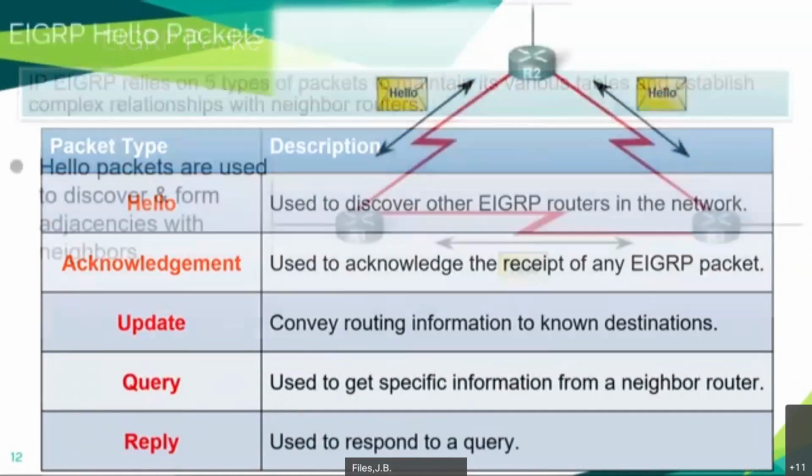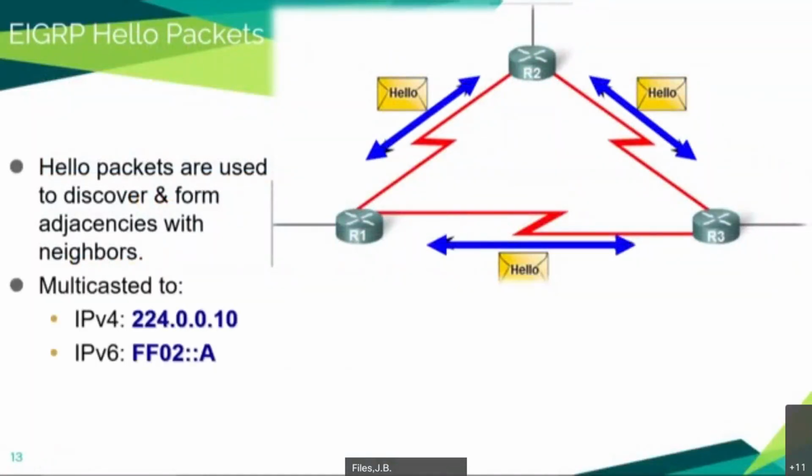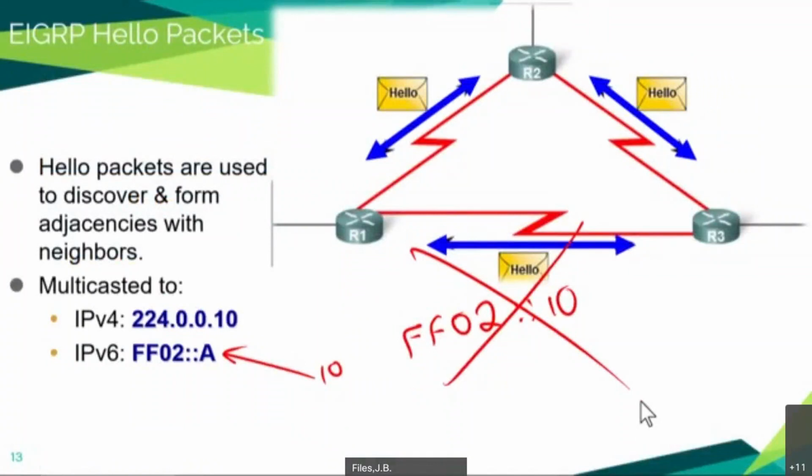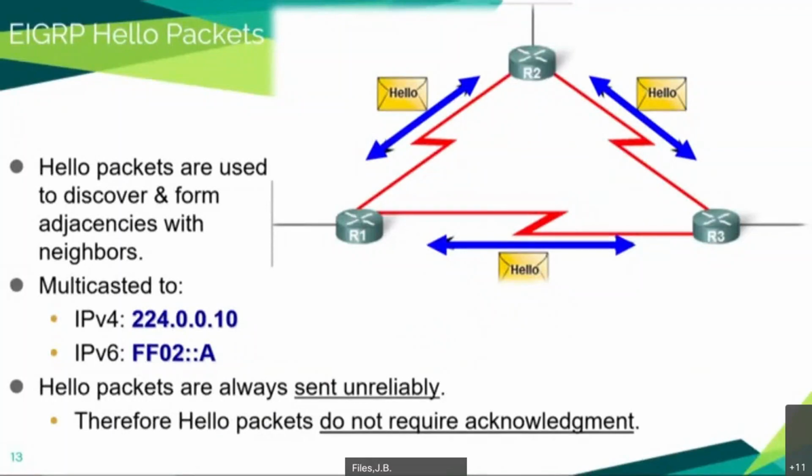All right. So obviously, hellos are going to be sent back and forth to discover and form adjacencies with neighbors. They're usually multicasted to 224.0.0.10 or FF02::A. And remember, A is hexadecimal for 10. I have seen it erroneously in some places saying it's going to FF02::10. Okay, that is not correct. It's A, which is hexadecimal for 10. All right. And again, sent unreliably, we don't acknowledge them.